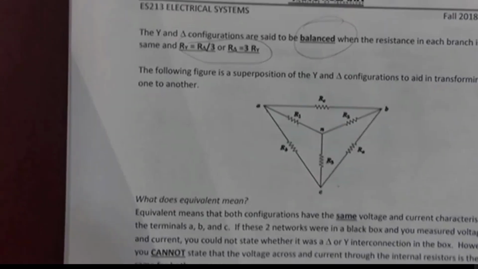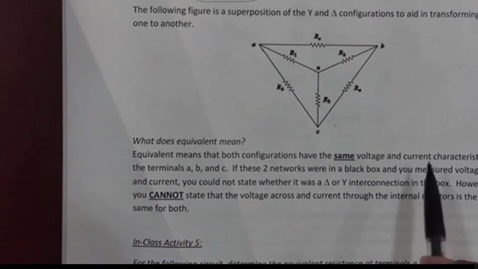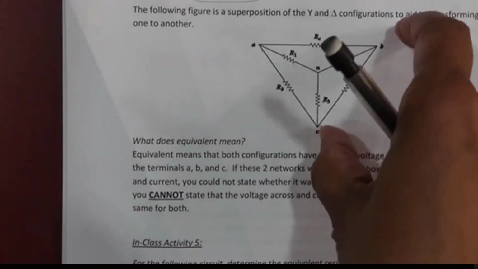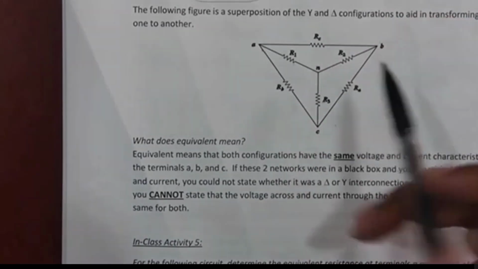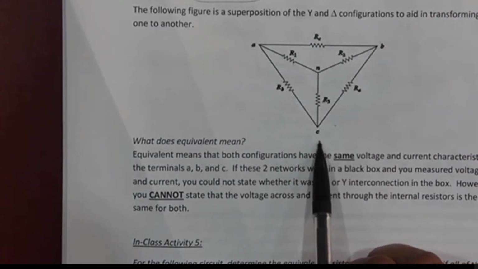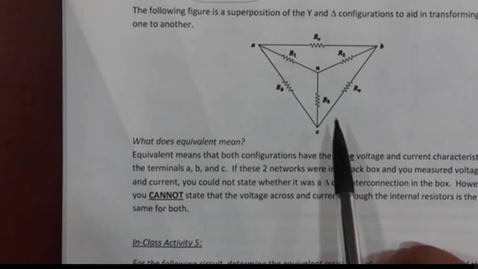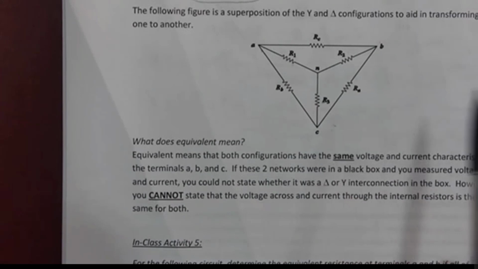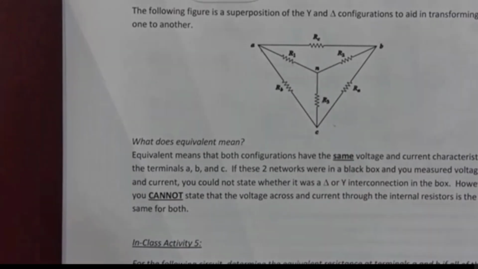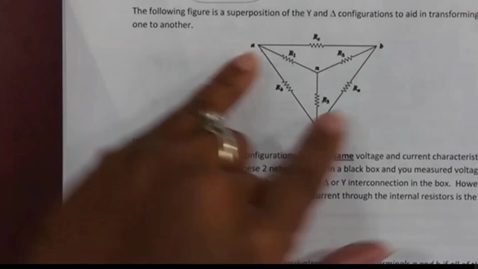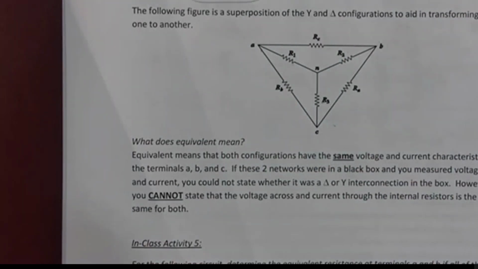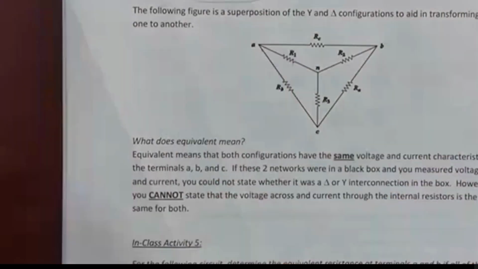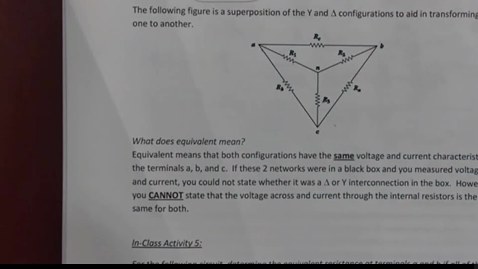So let's talk about what equivalent means. When I tell you that this conversion is equivalent, that means that if I put a voltmeter or an ammeter at nodes A, B, or C, or an ohmmeter, they're going to read the same voltage, same current, same resistance, whether it has a Y or delta configuration. As long as all the connections outside of it are exactly the same, they will measure the same. That's why this works.